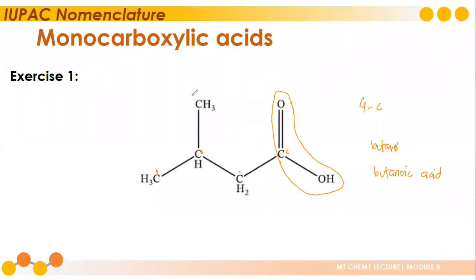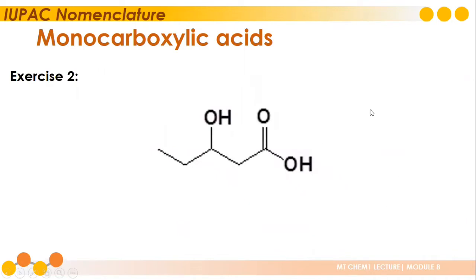We have here a methyl alkyl group, which is located in carbon number 3. So what will be the final name of this compound? Final name will be 3-methylbutanoic acid. Hopefully you got this right and you also answered at the same time. Let's proceed with the next one.